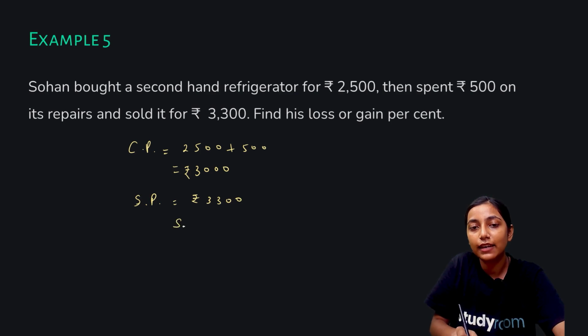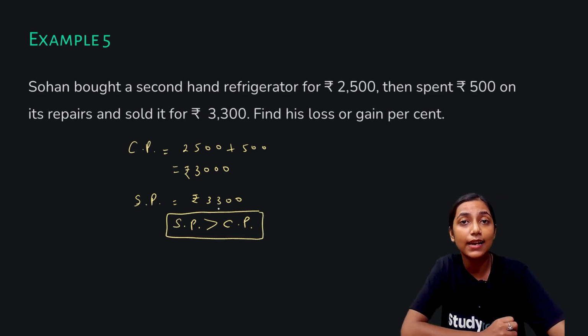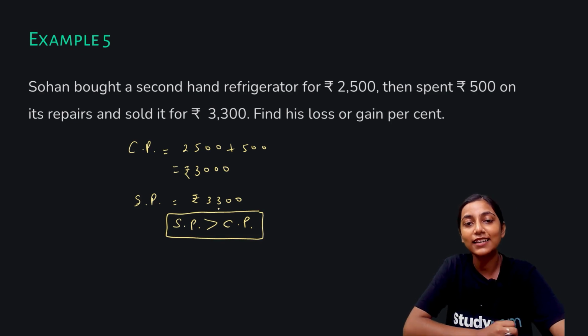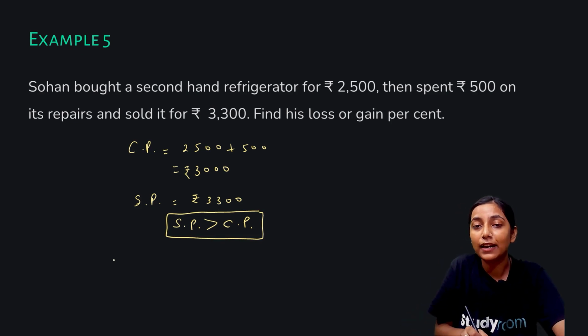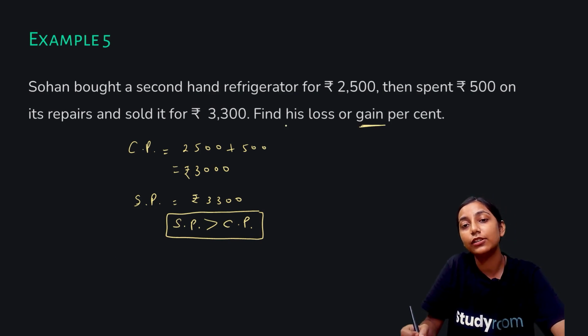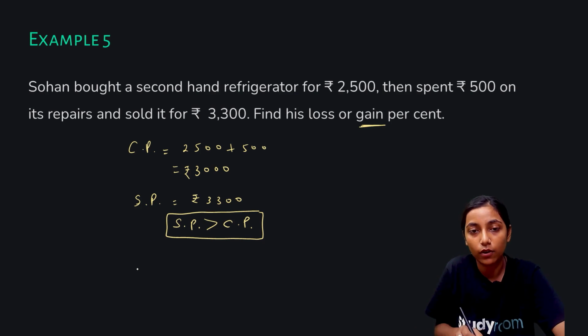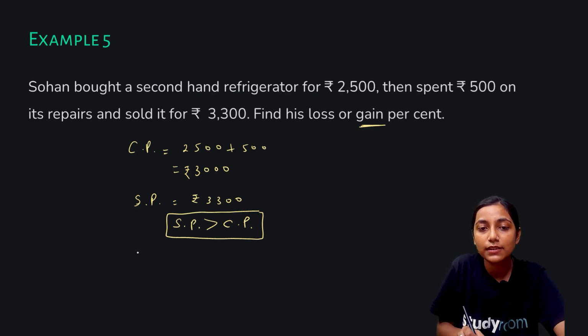In this case, we can easily see that selling price is greater than cost price. What happens when selling price is greater than cost price? We know that when selling price is greater than cost price, then we make a profit. So here he is actually gaining something, and we need to find his gain percent now. So the gain percent, so how much is the profit?